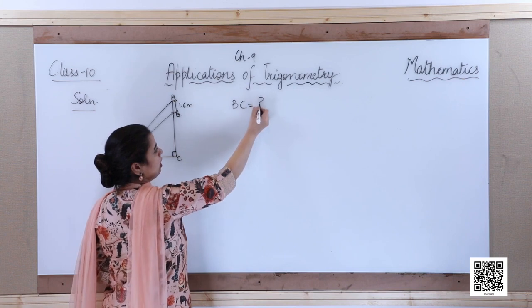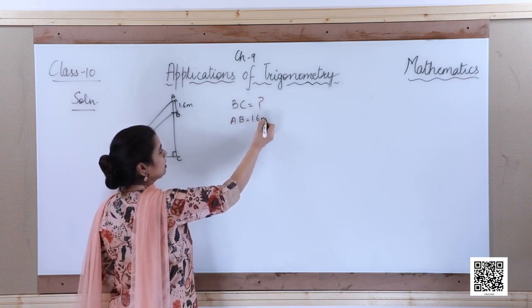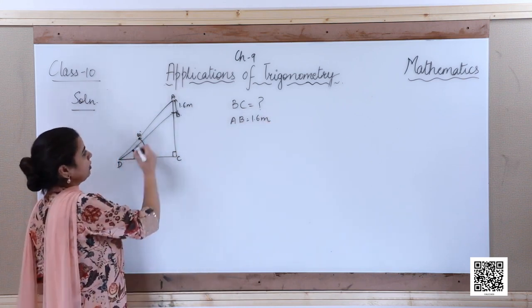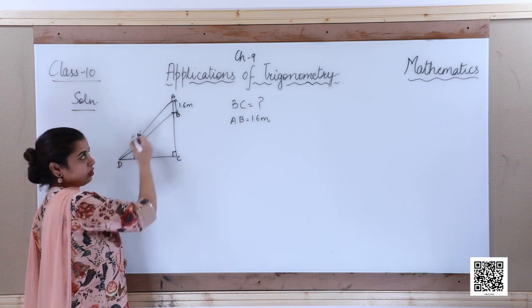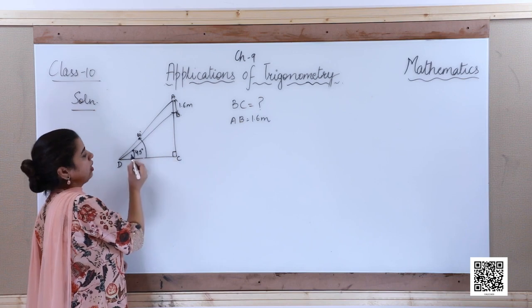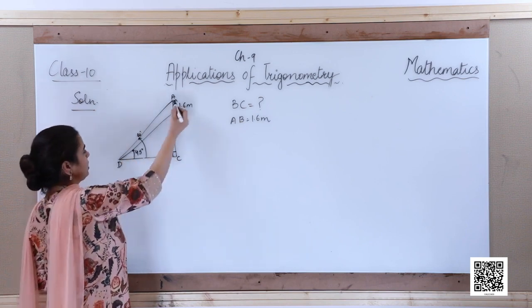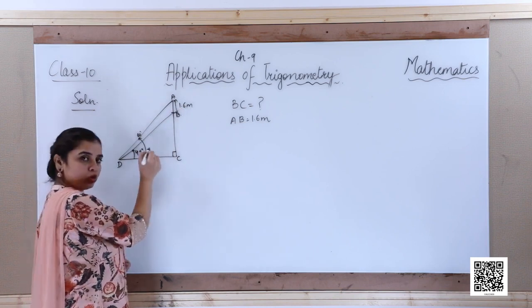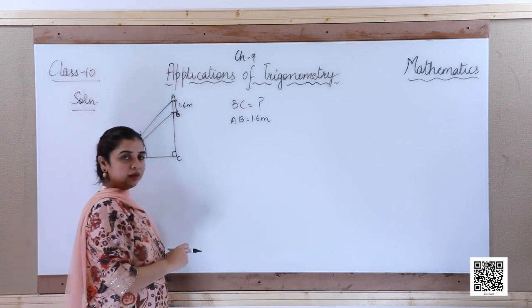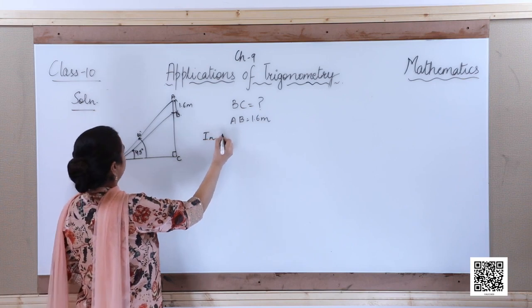So BC is unknown, AB is known to be equal to 1.6 meter. So how will we find this? We can see that there are two triangles, right angle triangles. One is triangle BDC, right angle at C, and here angle 45 degrees is given. And the other triangle I can see is triangle ADC, which is also right angle at C. So in both the triangles, the trigonometric ratios are applied. So let us start with triangle BDC.